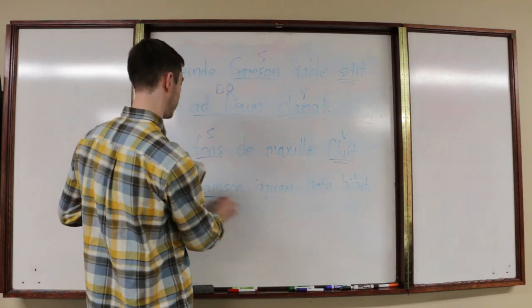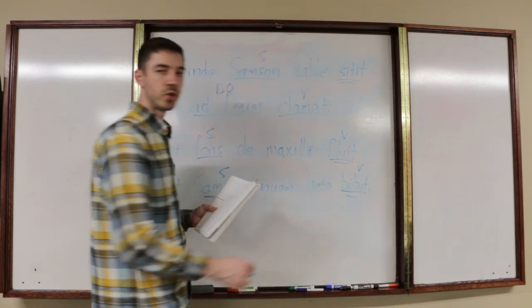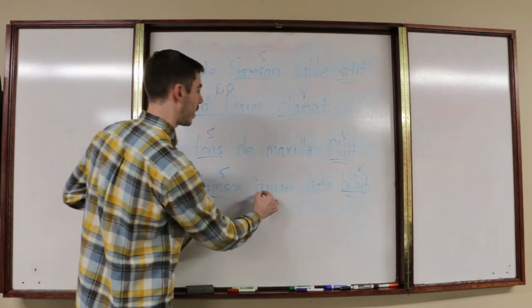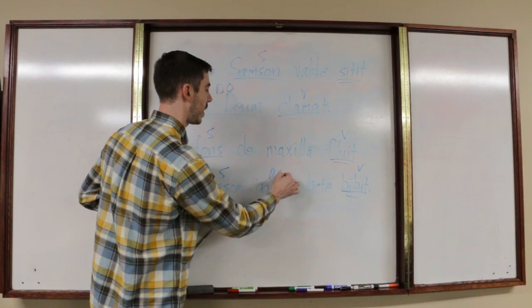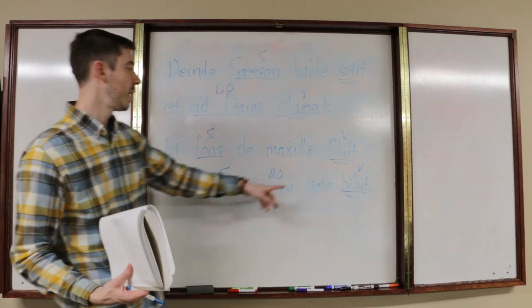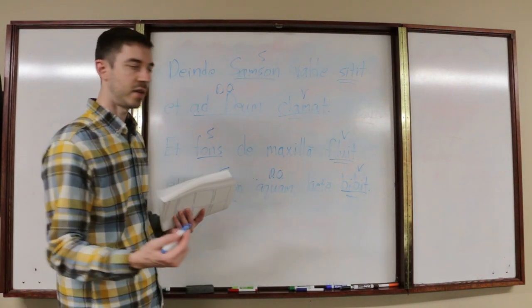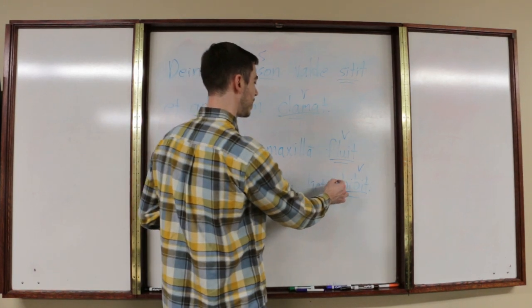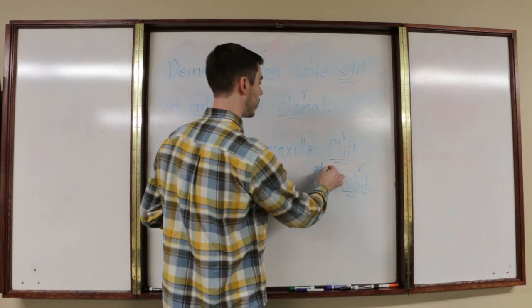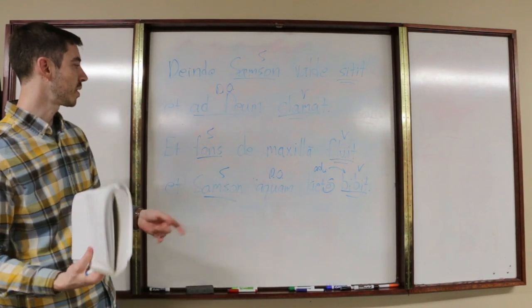Samson, so here's our subject again. Samson, he bibit, he drinks the water. So here's our direct object in the accusative case. And another adverb, how does he drink it? Laete. This is from laetus. He drinks it happily. So here's our adverb. He's very thirsty, so he drinks it happily.